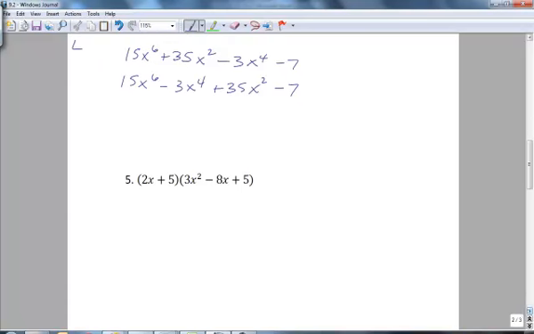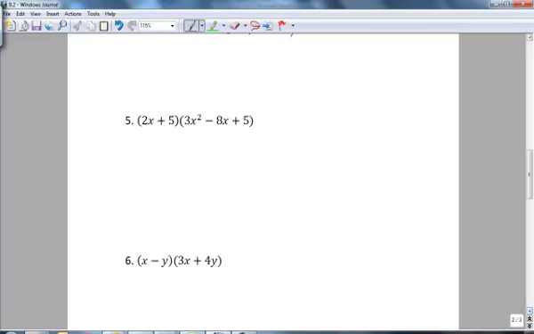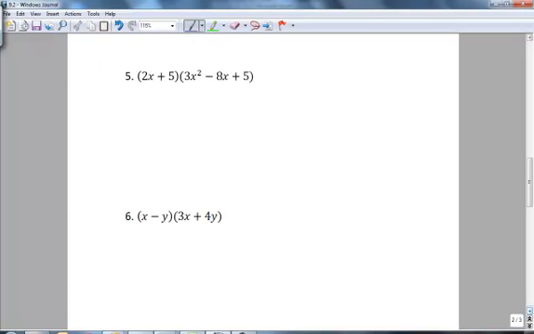All right, number 5 is a little bit newer. If you notice, the reason I say that is because we don't have a binomial times a binomial, or the distributive property. What we have there is a binomial times a trinomial, right? The second factor has 3 terms in it. So I'm just going to use a slightly different strategy here.